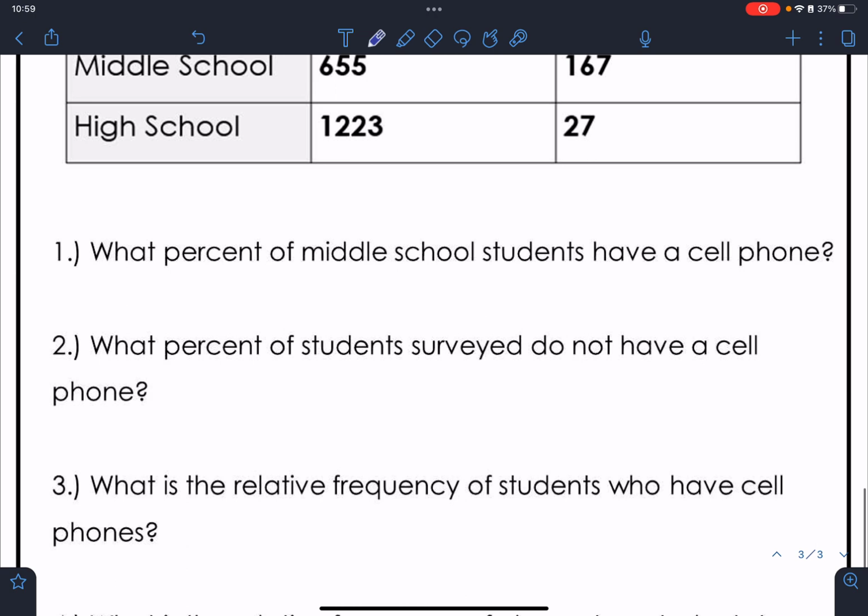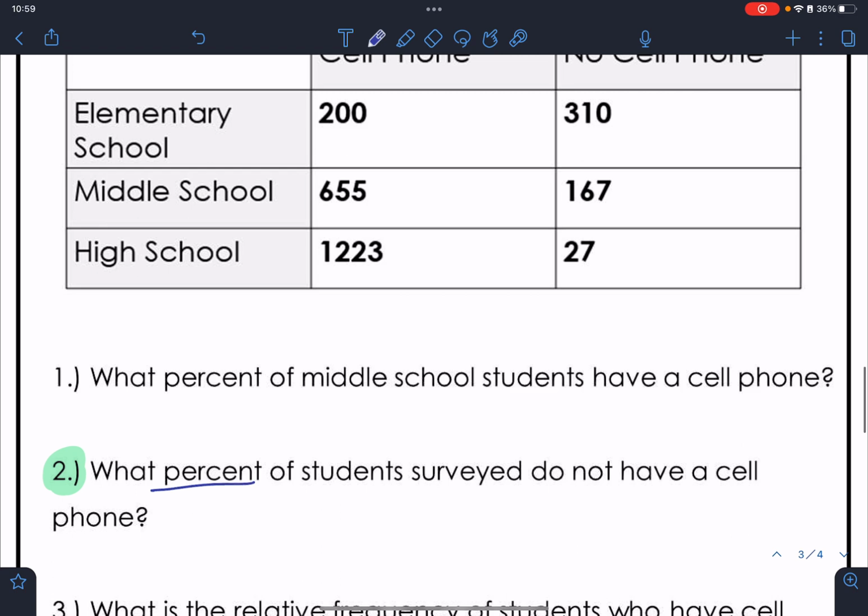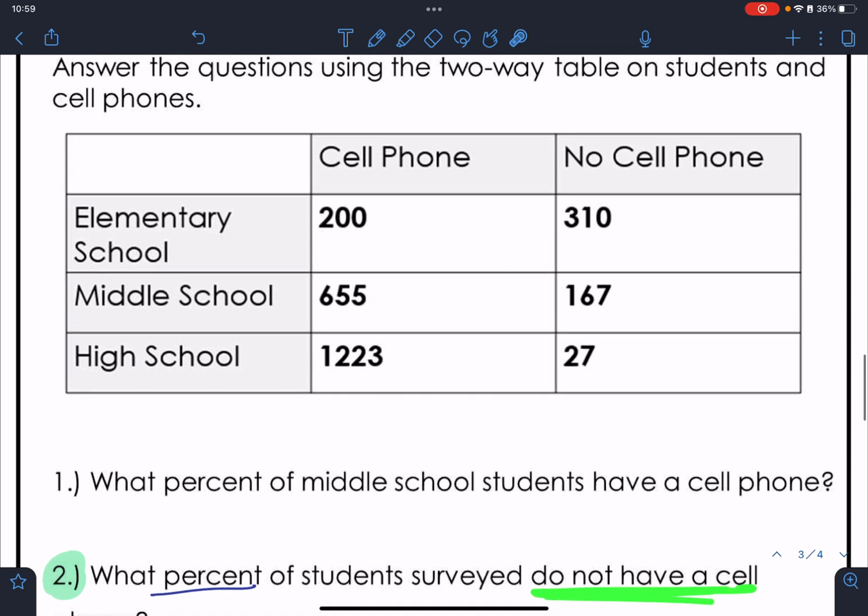Okay, let's look at number 2 together, because this one kind of threw some people off in the last class. So it says, what percent of students surveyed do not have a cell phone? So it's asking for a percent. So I know I'm going to need to set up that fraction and divide. So the first thing is, how many do not have a cell phone, right? We want to answer the question. How many students do not have a cell phone?